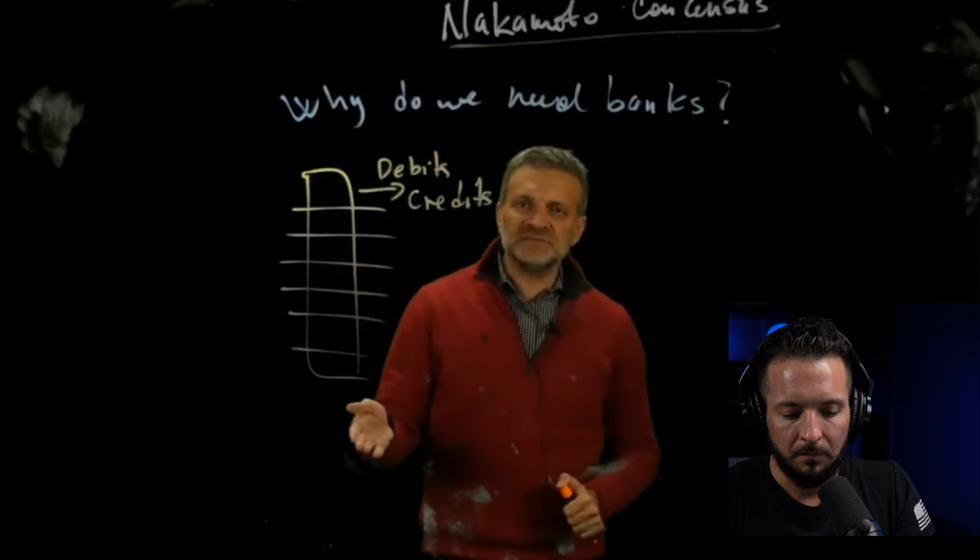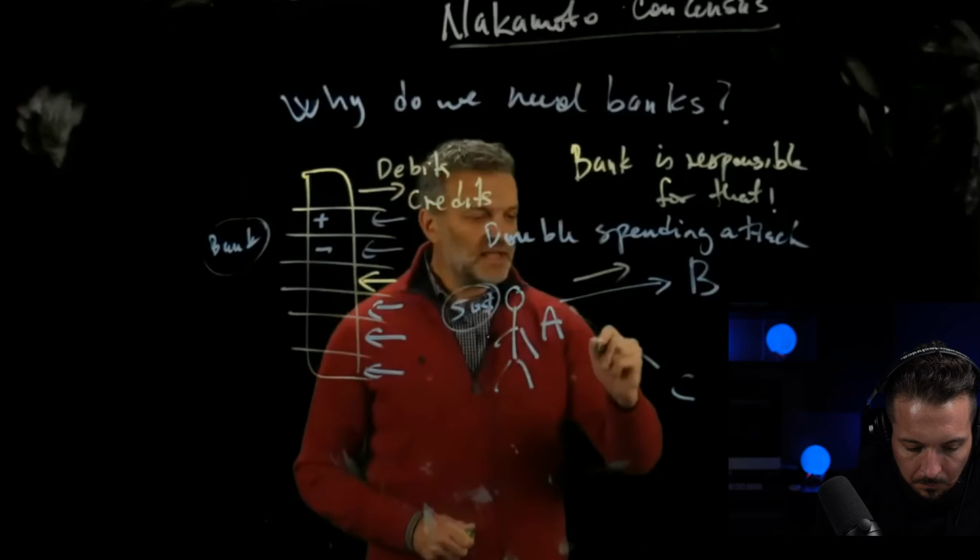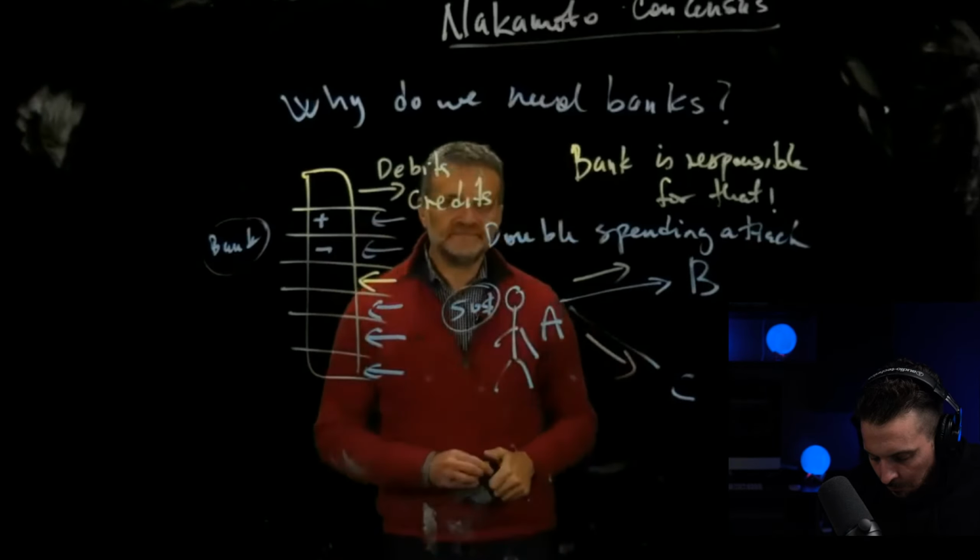This is Alice, and she buys a product from Bob, and she buys a product from Kai. She buys two products. Both products cost $50. She has only $50 in the account. There is no bank. And then what she's going to do, she's going to send a $50 check to Bob and a $50 check to Kai.